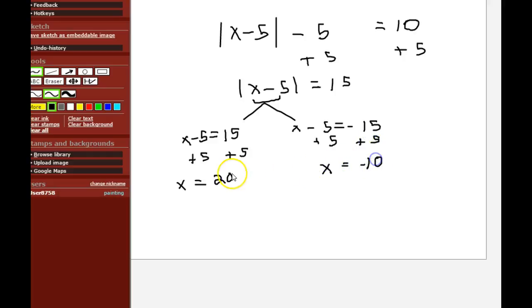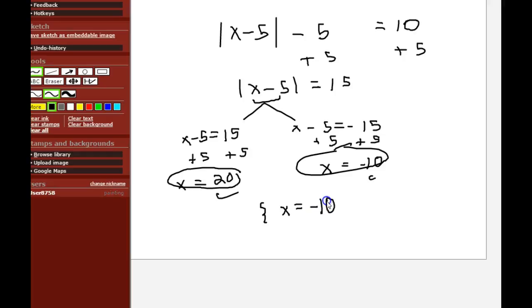So let's check these. If it was 20, 20 take away 5 is 15. The absolute value of 15 is 15. Works. Awesome. Negative 10, subtract 5, negative 15. The absolute value is 15. Perfect. So our solutions are, I'm going to put them from small to big. So x is equal to negative 10, and x is equal to 20.